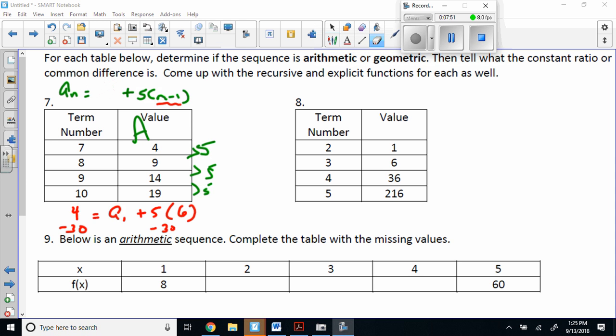How much? Thank you, ladies and gentlemen. So that right there is negative 26. So that's how you go back to solve for A1, right? Yeah.